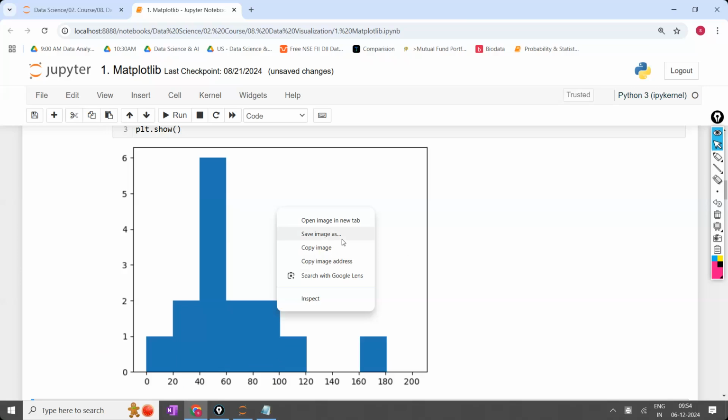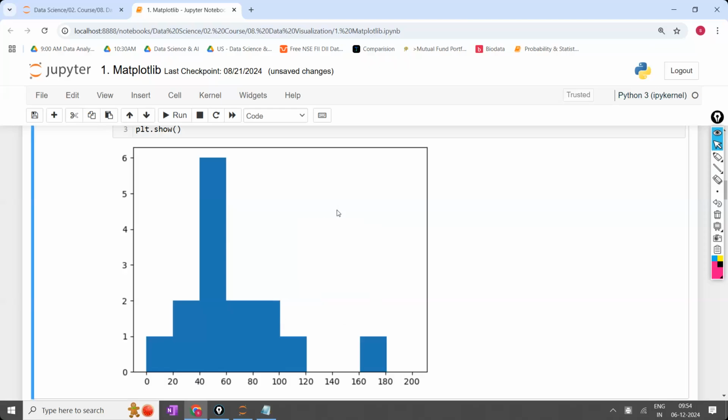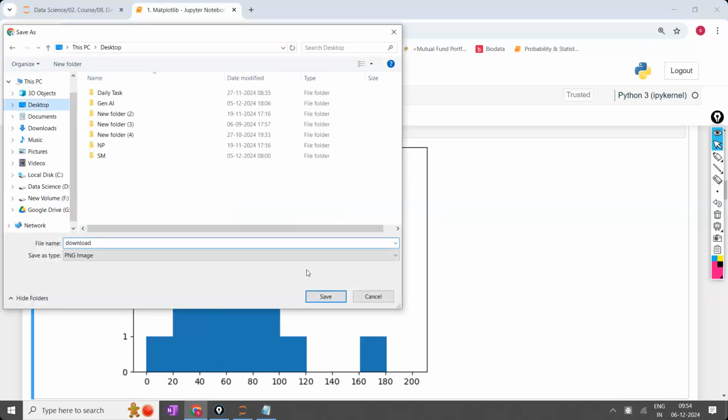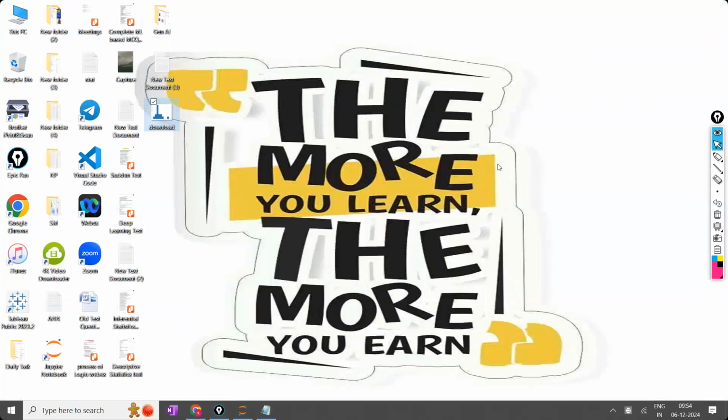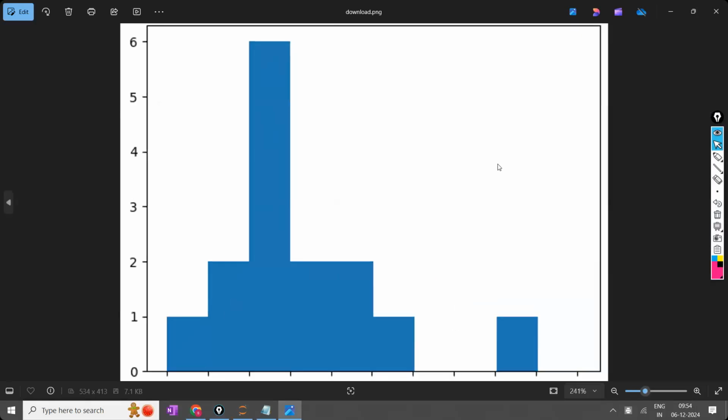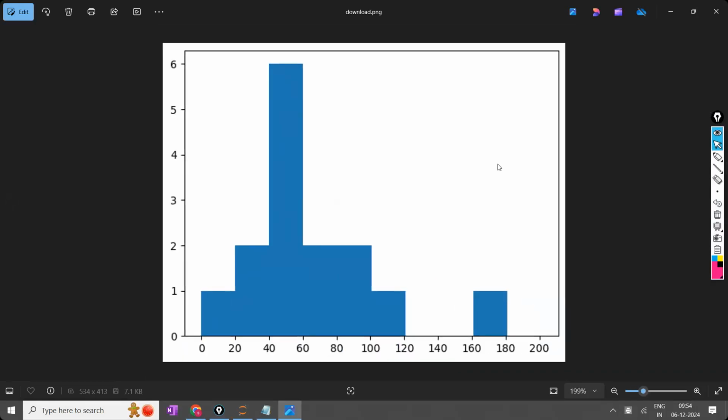For saving the image, two options are there. One is plt.savefig. Savefig means save figure, right? It is going to save, or you can simply right click on the image and click save as. Now you are going to save this image on the desktop like this. Now on the desktop, your image was there like this. Okay, image is there, and this image you are going to keep inside the PPT.